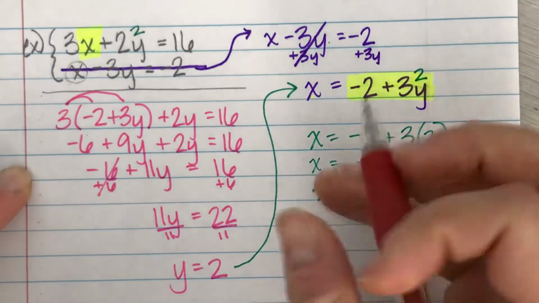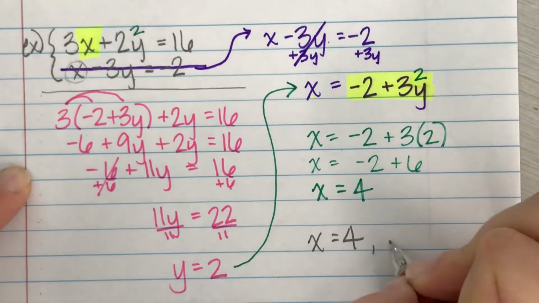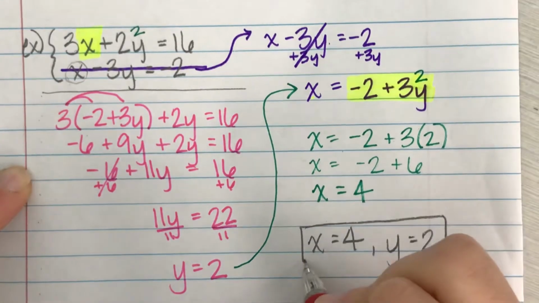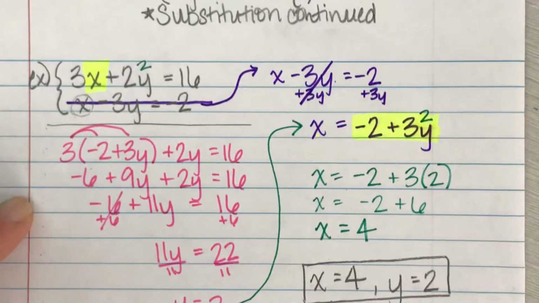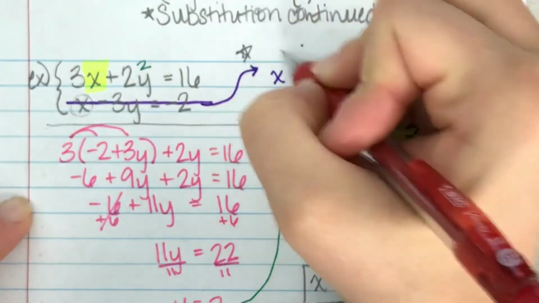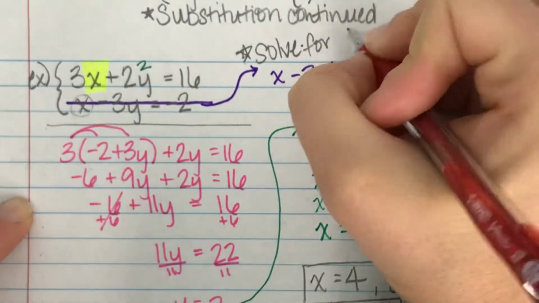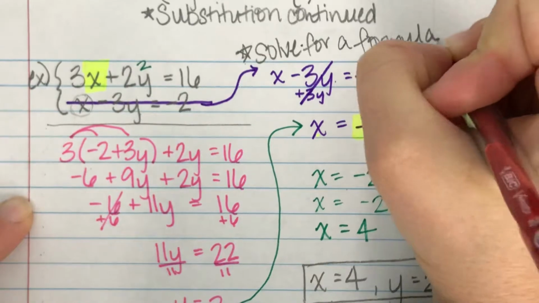When you write your solution, when you write your answer, go ahead and get in the habit of putting them in alphabetical order. Just like an ordered pair, x comes first, y comes second. Okay, so we end up with 4 and 2. So you might make a little note to yourself to solve for a formula when needed.